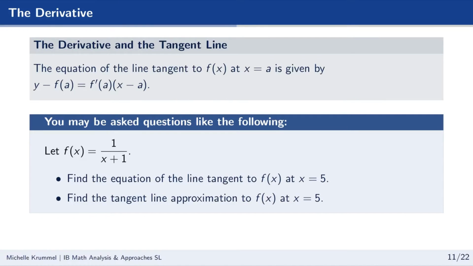The derivative and the tangent line. The equation of the line tangent to our function f at x equals a is given by the following. This is a really important equation for us. We're going to be working with this all year long. So you need to memorize this equation. This is just the point slope form of the equation of a line.